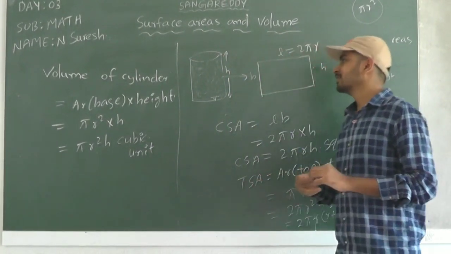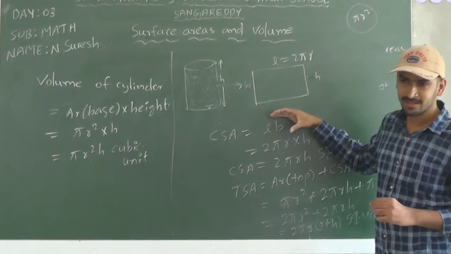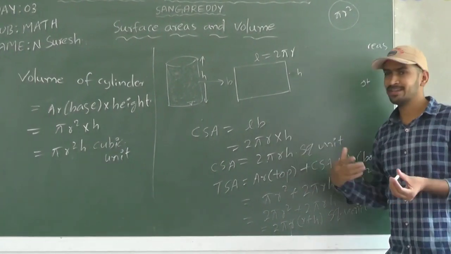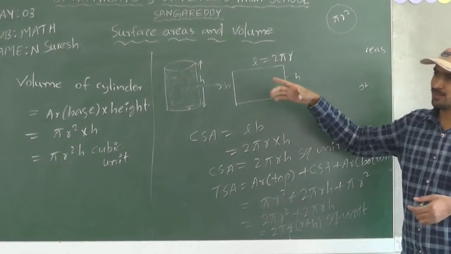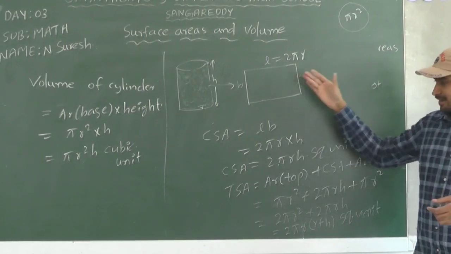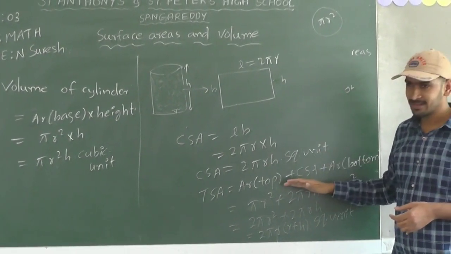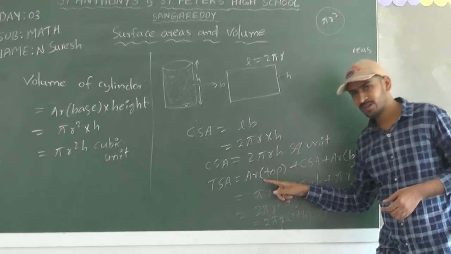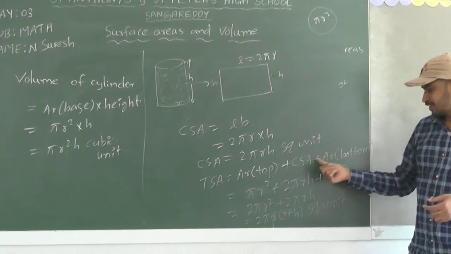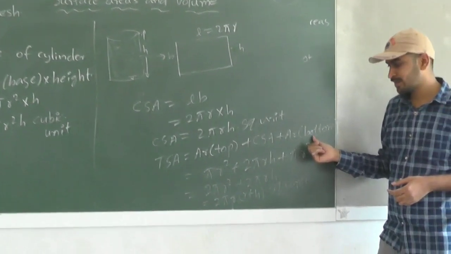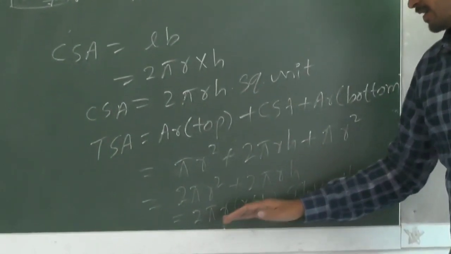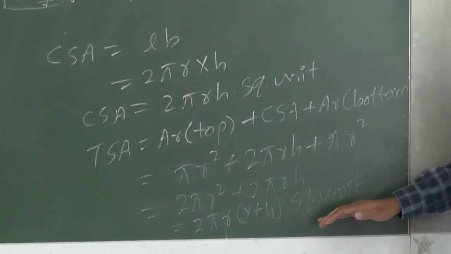So what did we do? We know the CSA. How to find the CSA? First we unfolded the cylinder, it becomes a rectangle. Again if we derive, we get 2πrh square units. After that TSA: area of the top plus area of the curved surface plus area of the bottom. We get 2πr(r + h) square units.